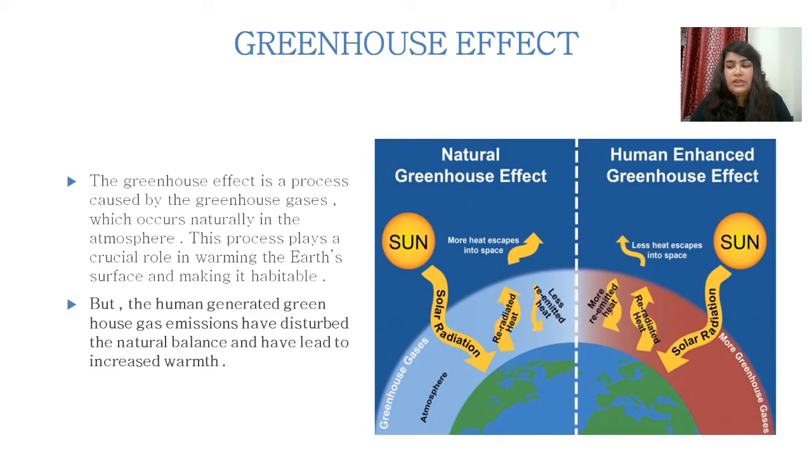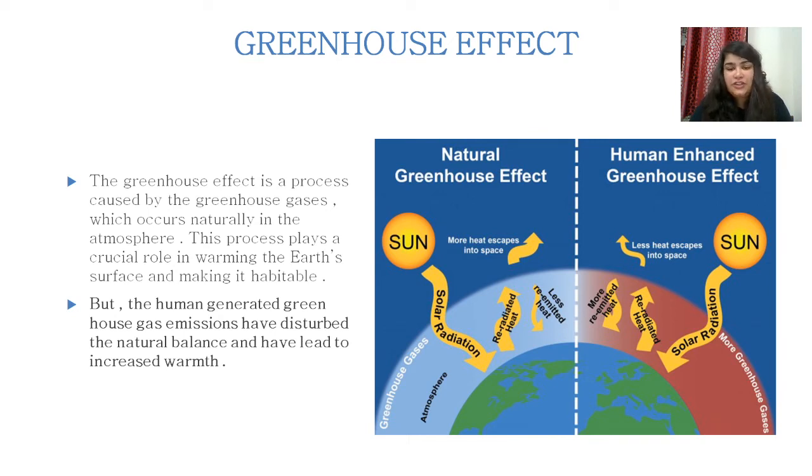Now, when we speak about the greenhouse effect with respect to the earth, there are two phenomena that take place. There is the natural greenhouse effect and then we have the human enhanced greenhouse effect. When we speak of the natural greenhouse effect, it is absolutely requisite for the earth to sustain life that the greenhouse effect should be there, right? Why is it so? Because the greenhouse effect is a process caused by the greenhouse gases, which occur naturally in the atmosphere. This process plays a crucial role in warming the earth's surface and making it habitable, right?